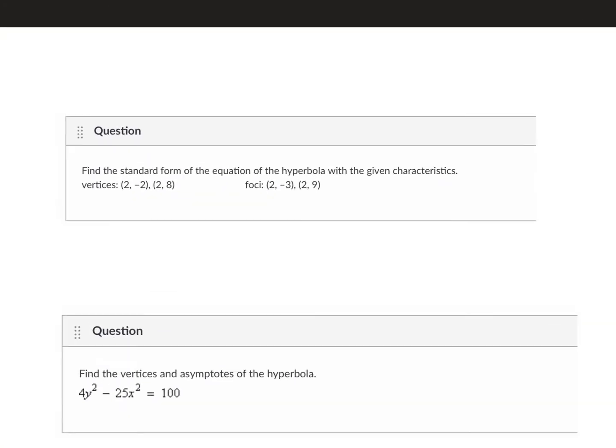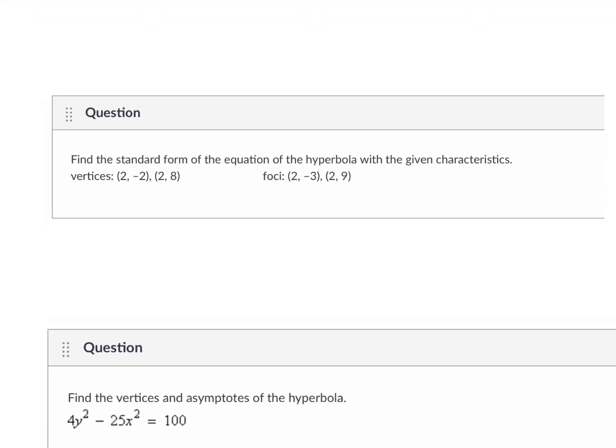Let's look at these last three. Find the standard form of the equation of the hyperbola, okay? When I think about hyperbola, let's just talk through this for a second. What sign's going to go in the middle between my two fractions in a hyperbola?